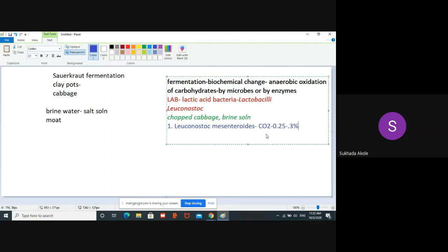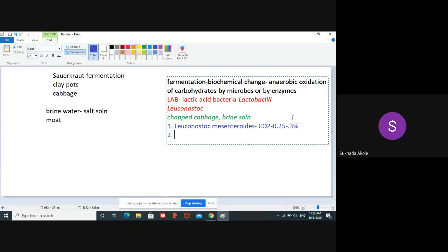Okay, so what is happening? First, when you pack everything, Leuconostoc mesenteroides grow. They convert all the oxygen into carbon dioxide, make lactic acid, and when the lactic acid level reaches 0.3%, they die because they cannot tolerate the acidic conditions. Okay. Now, इस stage तक आने के लिए 3 दिन लगते हैं.